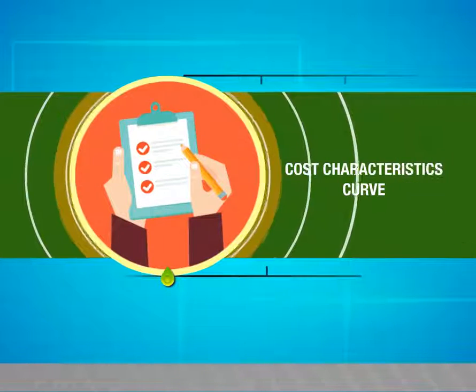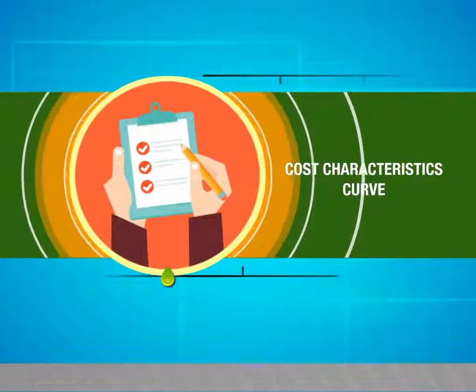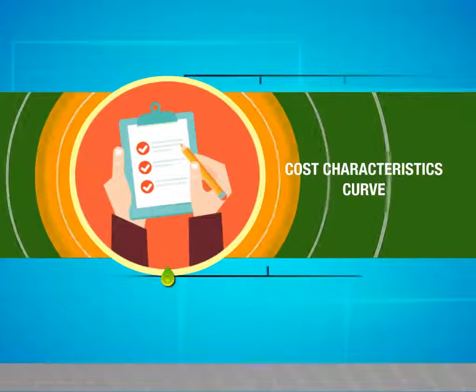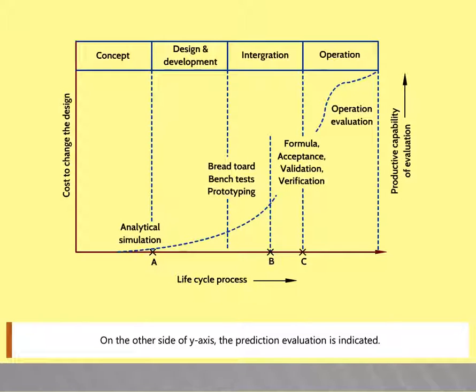Cost characteristics curve. In this video, we are going to see about the cost characteristics curve. The different phases of product development are shown along the x-axis, while the cost is along the y-axis. On the other side of the y-axis, the prediction evaluation is indicated.